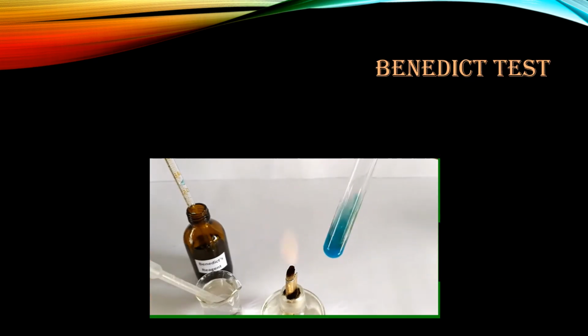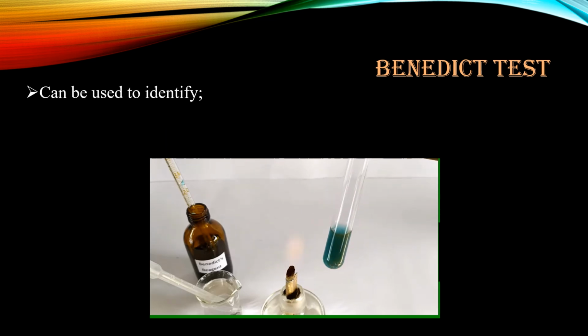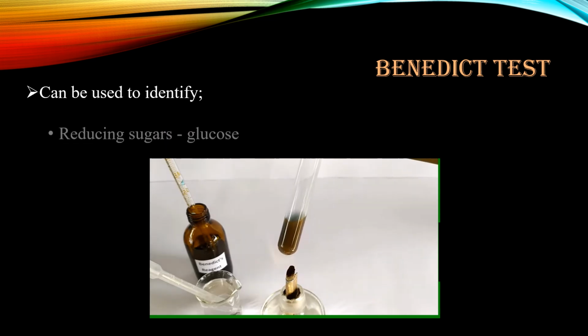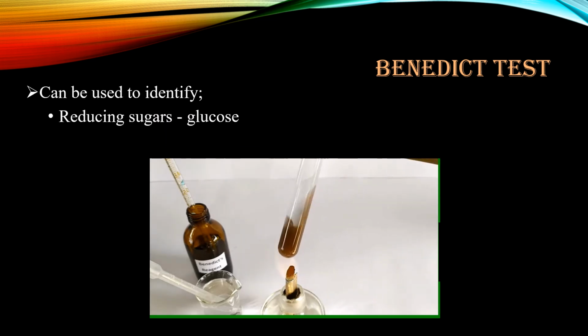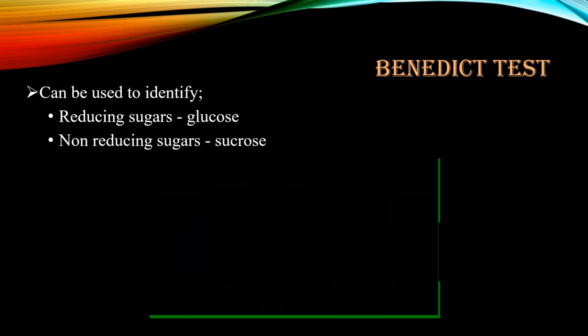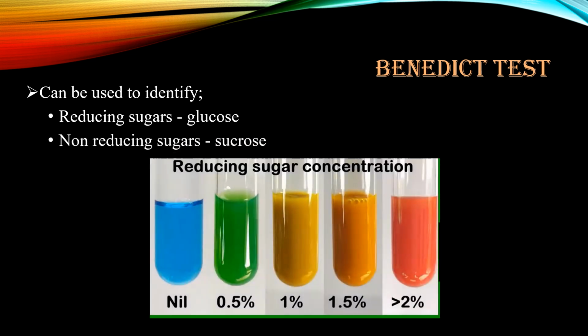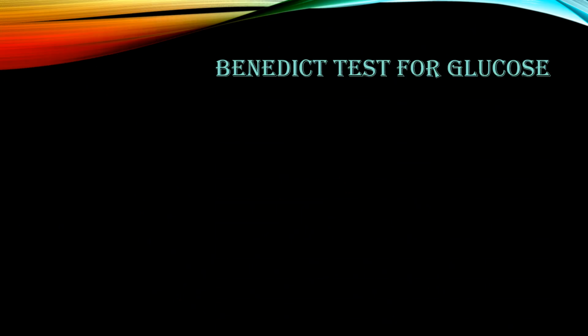Next is the Benedict test. We can use this test to identify reducing sugars like glucose and non-reducing sugars like sucrose through a series of color changes, as you see here. So, let's study about it. First, we will see the Benedict test for glucose.